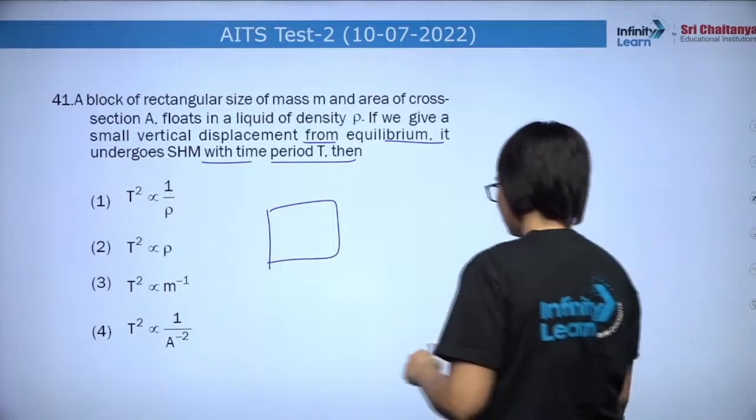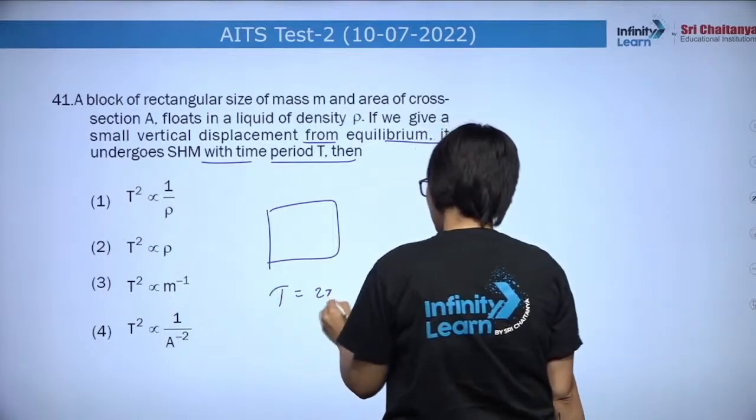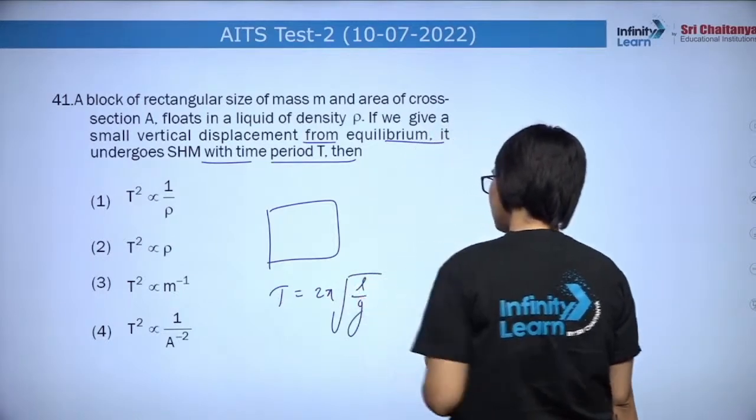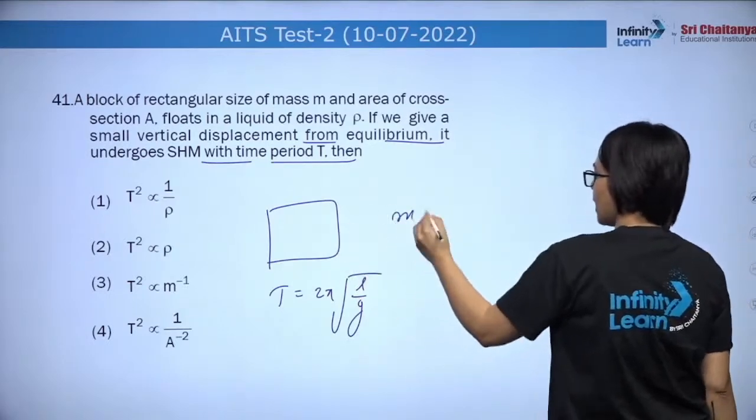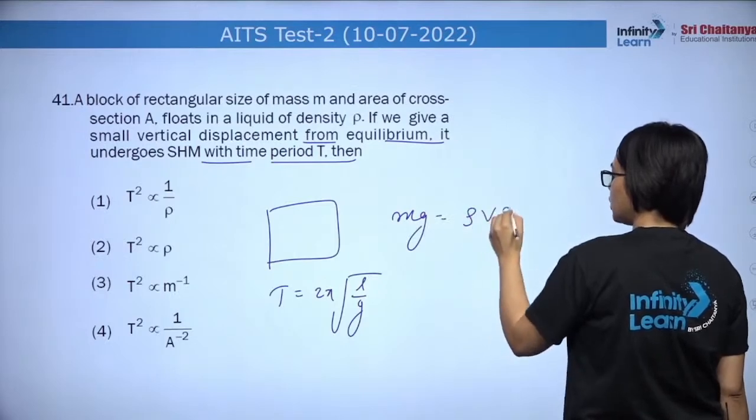So time period is 2 pi under root L upon G, right? And it is initially floating. So its mg is balanced by its buoyant force rho Vg.